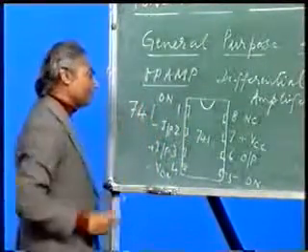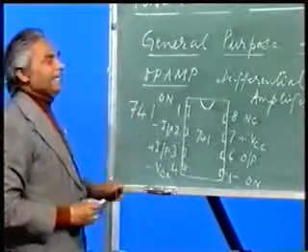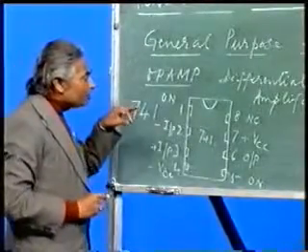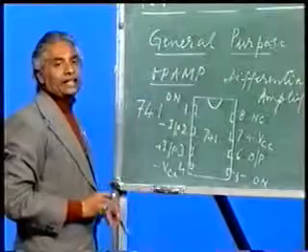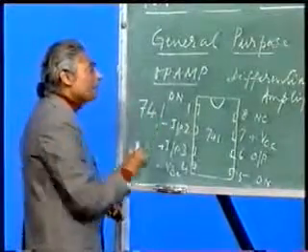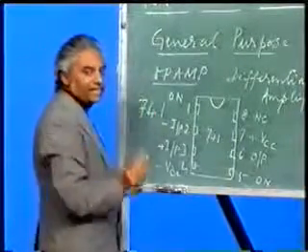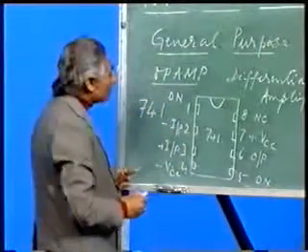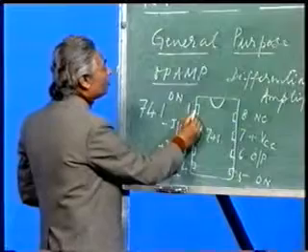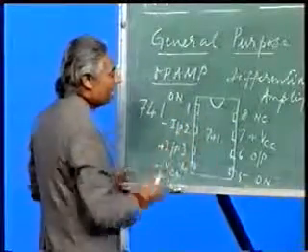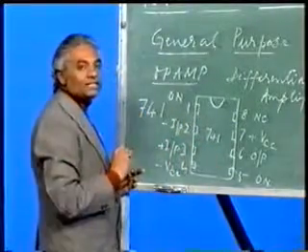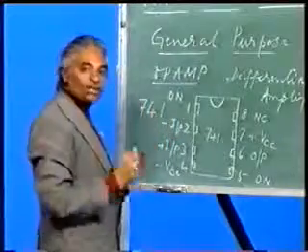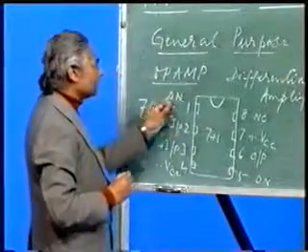Now what is offset null? Before we use this IC in a circuit, there may be some noise or level difference in the circuit itself. In that case we have to balance the circuit, and for that balancing we have to put a potentiometer between 1 and 5 and set the value such that the inputs and outputs are all balanced. That is known as offset null.